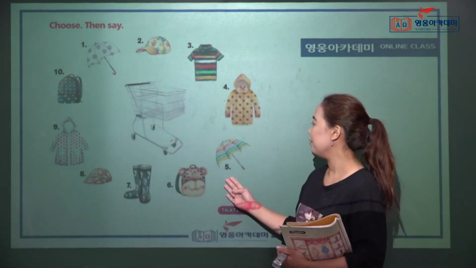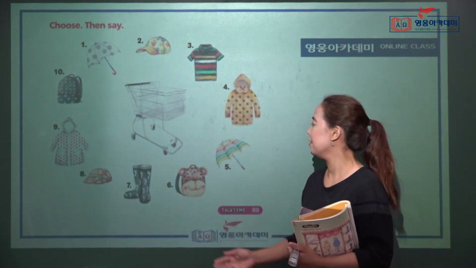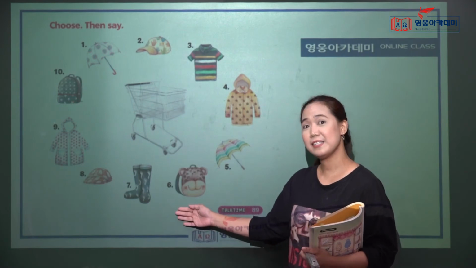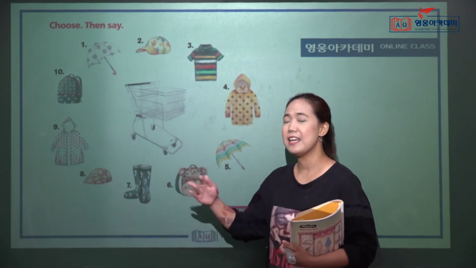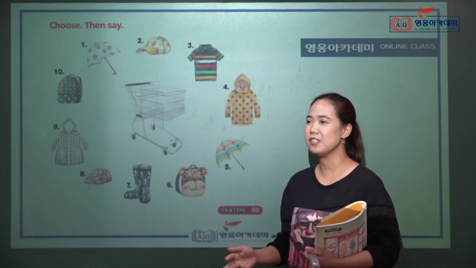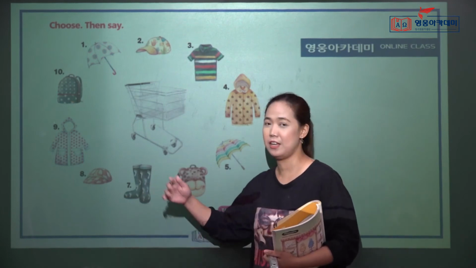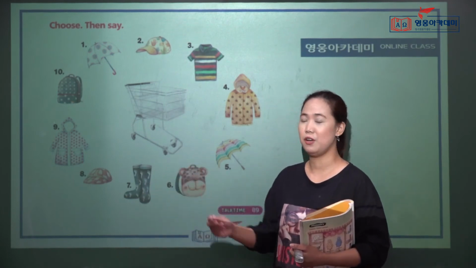Number five, it's an umbrella. Number six, it's a backpack. Number seven, you have to say they are rain boots, but if you want to say rain boot, then you say it's a rain boot, okay?